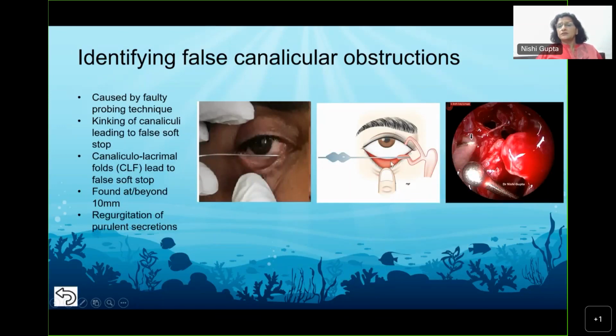And also on irrigation, we will find regurgitation of turbid secretion. That means fluid from here is reaching the lacrimal sac and is coming out here. And what we are feeling at the tip is not the true block, but a false block. So these are the key points.